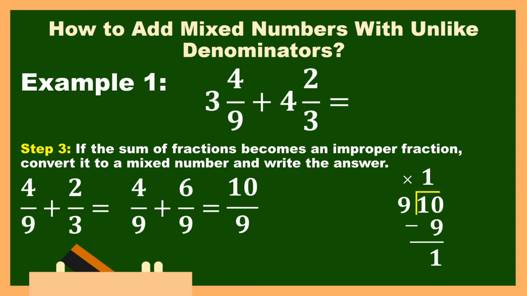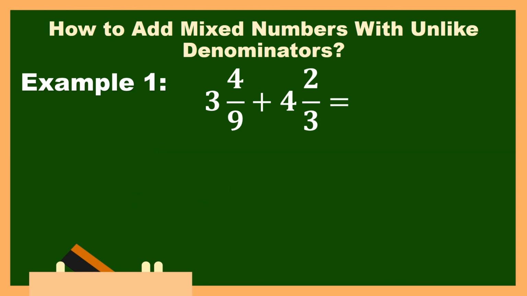So, ang improper fraction na 10 over 9, kapag i-convert into a mixed number, the result is 1 and 1 over 9. Saan nagmula si 1 and 1 over 9? Ang 1 na whole number ay nagmula sa quotient na 1. At ang numerator naman na 1 ay nagmula sa ating remainder na 1. At kinopya lang dito ang denominator na 9. Kaya nagkaroon ng result na 1 and 1 over 9.